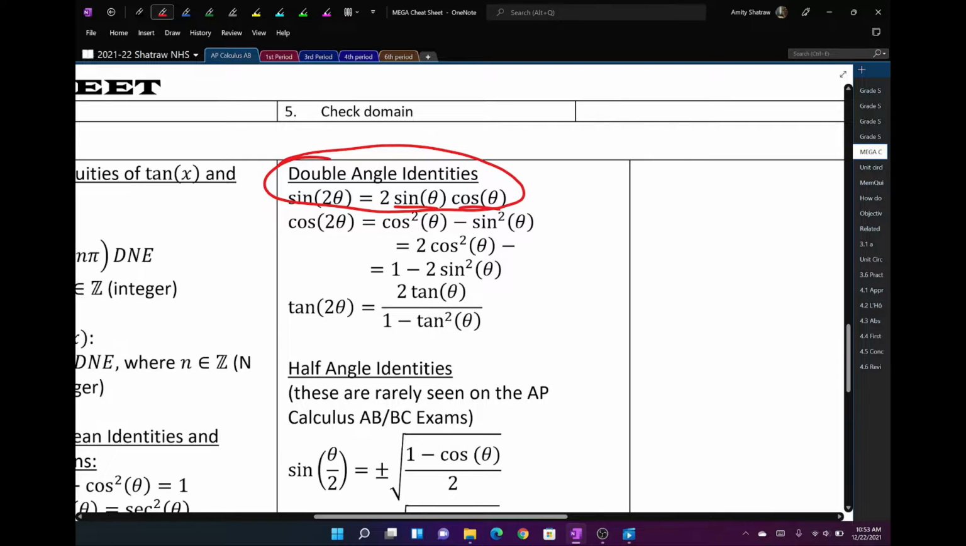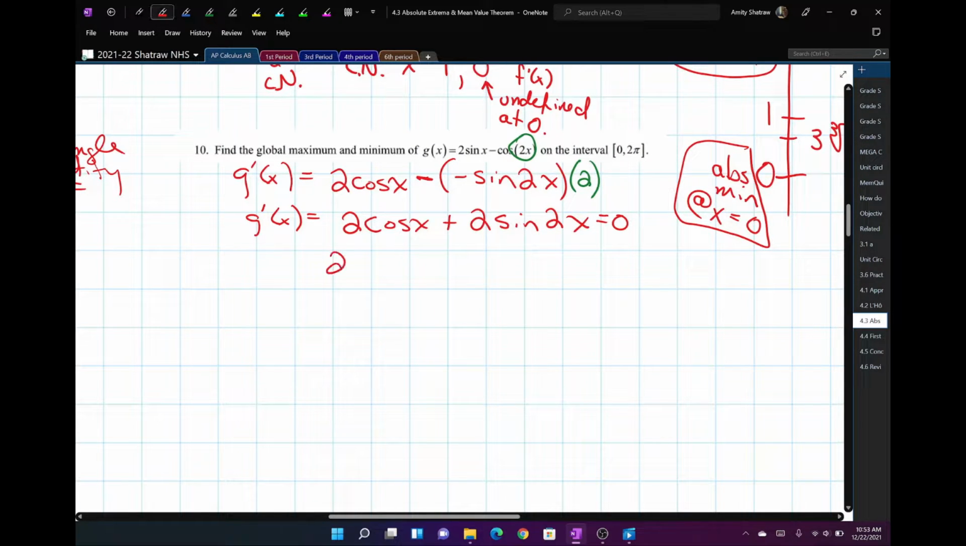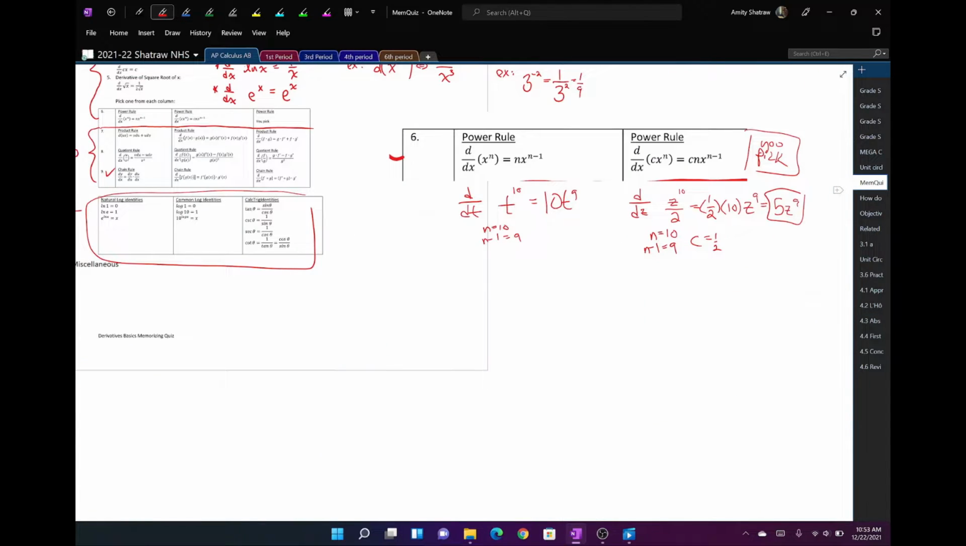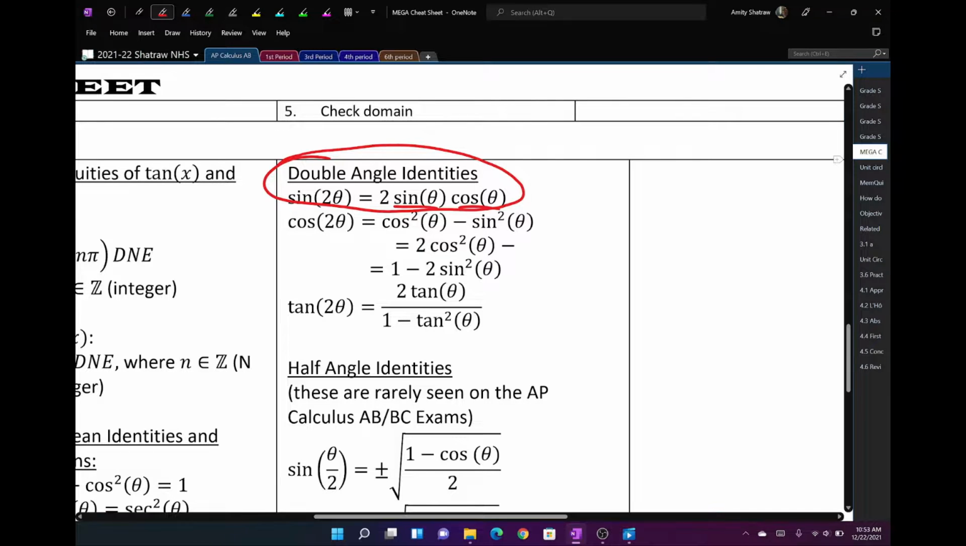So here we come back to our problem, and I'll make that substitution now. So I'll say that this is 2 cosine of x plus 2. Instead of sine of 2x, I'm going to have 2 sine of x and cosine of x. It threw me off for a second because remember, on the mega cheat sheet, they're using thetas. So I'm pretending that's an x, that's an x, that's an x. The 2 comes out in front, and a sine gets turned into a sine and a cosine.